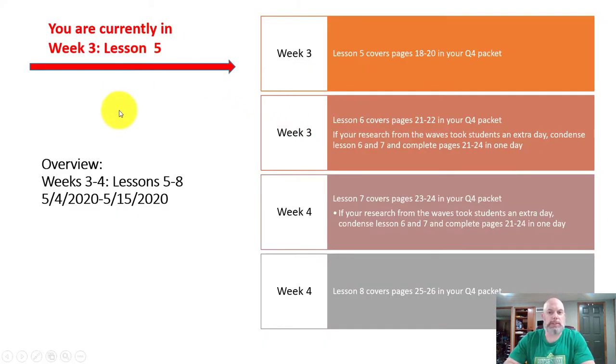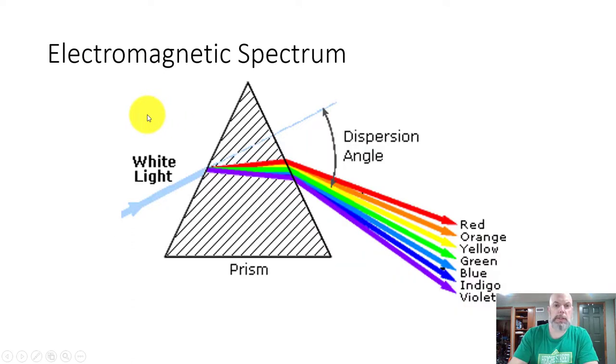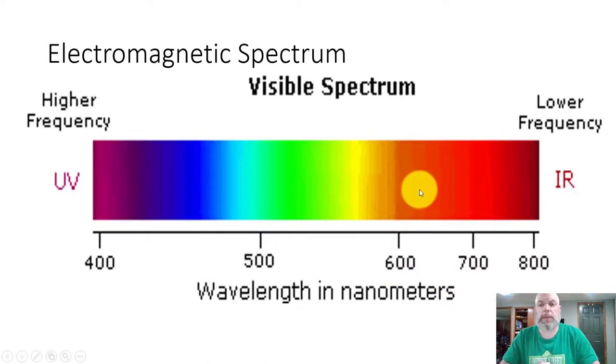So here's week 3, lesson 5. This is where we are. Things you learned from last week, or maybe you already know. White light goes through a prism, which breaks it apart into all the colors of the rainbow: red, orange, yellow, green, blue, violet. And so you learned this. The only difference between these colors is the wavelength. This is in nanometers, billionths of a meter.